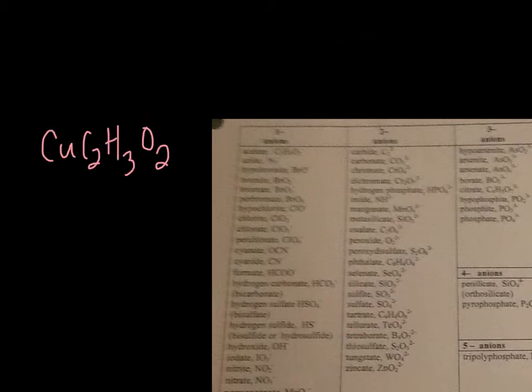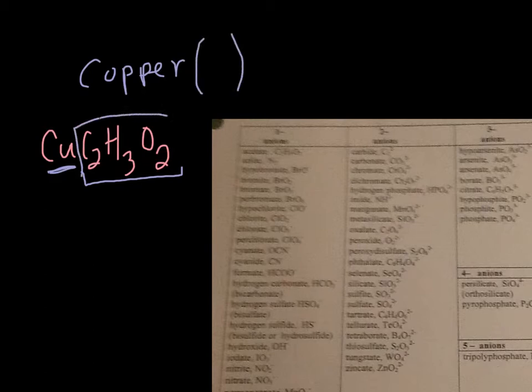Whoa, hold on with this one. This one looks a little scary. We got a Cu, then we got this chunk of bunk. So, first of all, let's name Cu. Copper. And if you look at your periodic table, it has more than one charge, so you're going to need a Roman numeral. See if you can identify what that is. And that is in that upper left-hand corner there. It's called acetate.